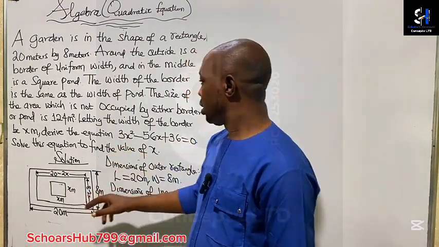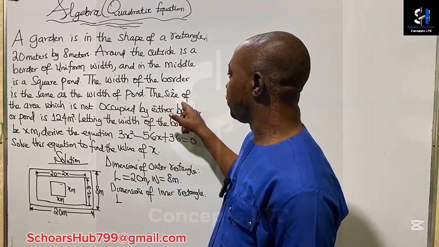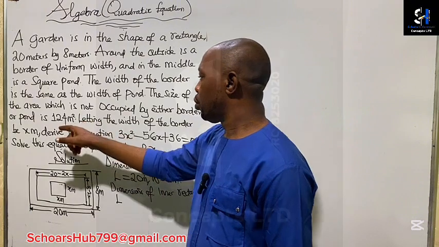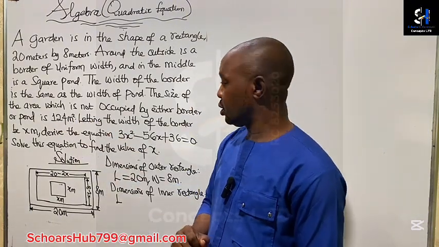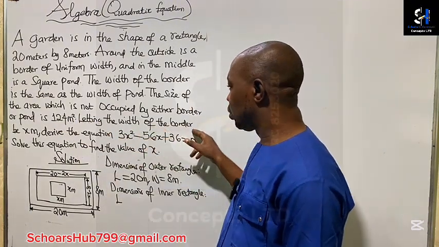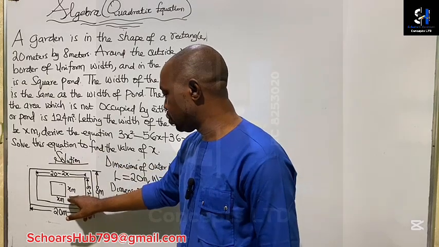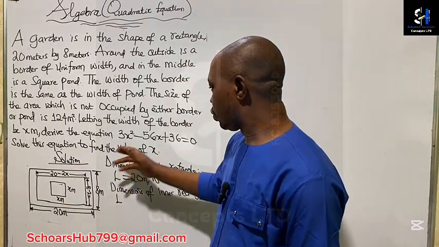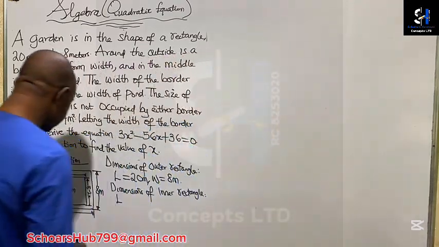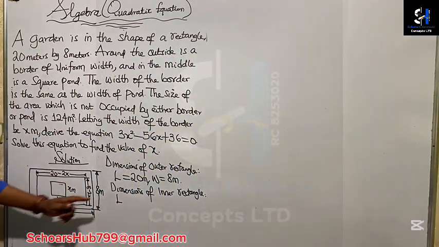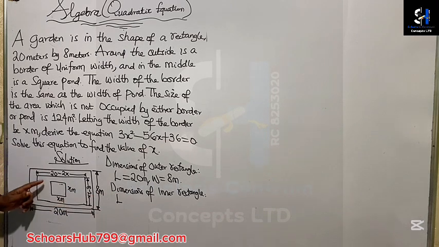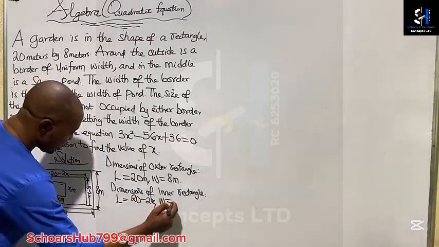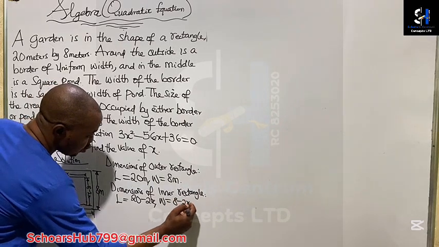Here we have the size of the area which is not occupied by either border or pond is 124 square meters. Letting the width of the border be x, we have this to be x meters, x meters. Now we want to derive this equation. So the inner rectangle has length 20 minus 2x and width 8 minus 2x.